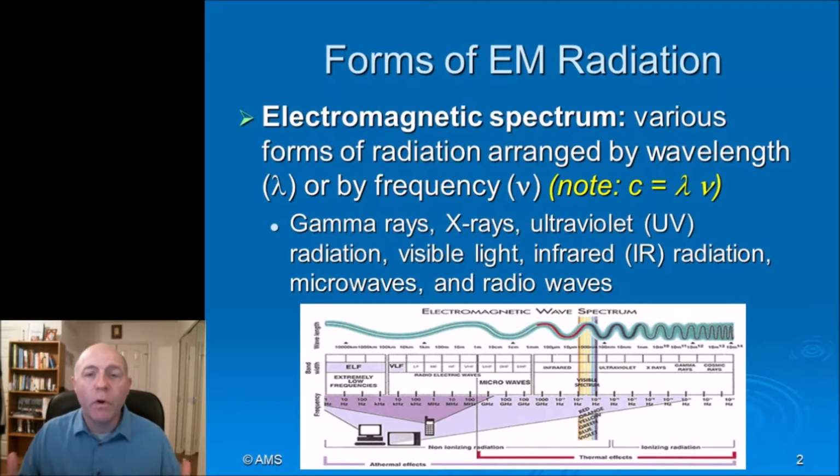There are several forms of electromagnetic radiation, anything from very high energy gamma rays to much lower energy radio waves. And it's important to remember that what we see with our eyes is a very teeny tiny part of the overall electromagnetic spectrum, what we call visible light. And it does run the gamut.